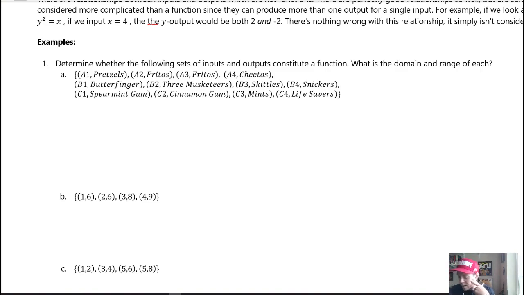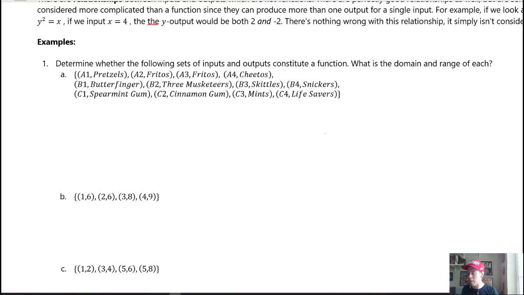So part A gives us a set of points where the points are more abstract. The first point is A1 comma pretzels, saying that if we input A1, we output pretzels. The second point is A2 comma Fritos, saying if we input A2, we'll get out Fritos. The third point is A3 comma Fritos, so if I type A3 into a vending machine, we get out Fritos. The fourth point says A4 comma Cheetos, so if I type A4 into the vending machine, we'd get out Cheetos.